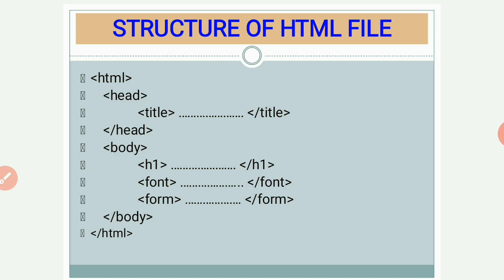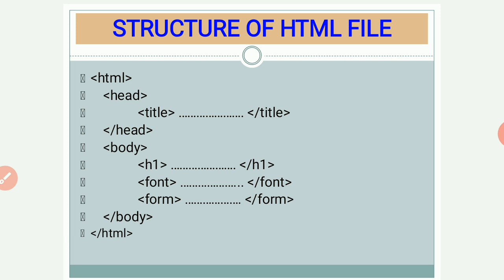After HTML, the second tag is head. Now here you see that head is written slightly inside the HTML tag. The tags that are written slightly inside the main tag are known as subtags of the main tag. So here, head and body are the subtags of the HTML tag. Between head and /head, the title tag is used. So here we can say that the title tag is a subtag of the head tag.